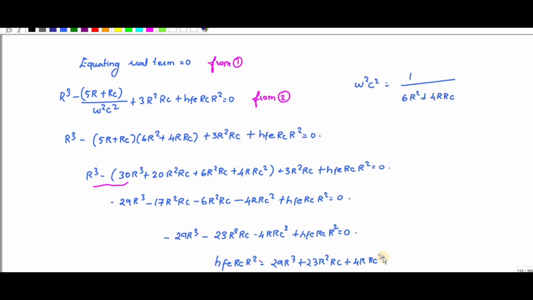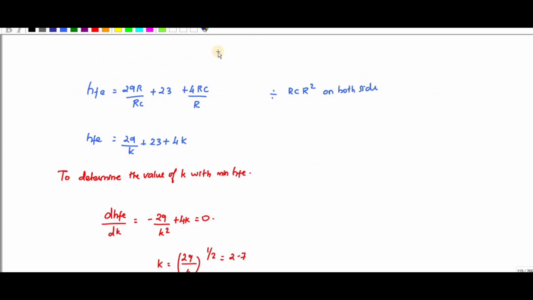Okay. Next, if I divide the previous term by RC R square, I will get HFE is equal to 29 R divided by RC plus 23 plus 4 RC by R. We know that what is the value of K, right? So what is K? K is equal to RC by R. Okay. So in order to find the minimum value of K, I should differentiate this third term by dk. Okay, if I differentiate this one, what is k power minus 1? K power minus 1 is minus, if I differentiate this one, I will get minus of k power minus 2.